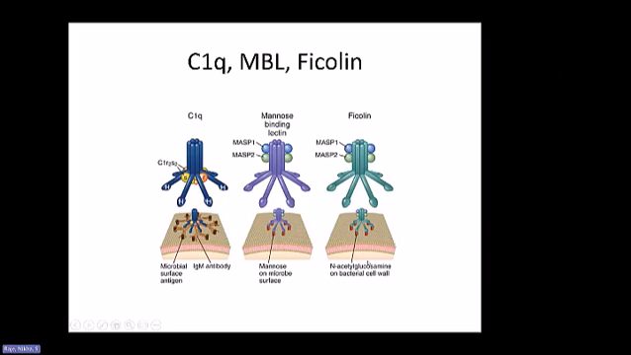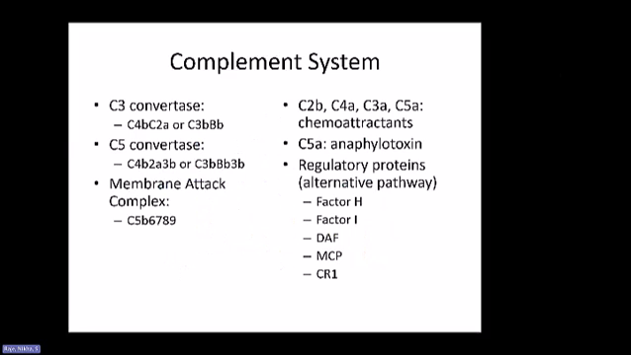Ficolin binds to N-acetylglucosamine, just like this MBL is looking for mannose. The ficolins can attach to any bacteria that have N-acetylglucosamine in it. And so they can fix these antigens and lead to a cascade that can help in recognition of these PAMPs.